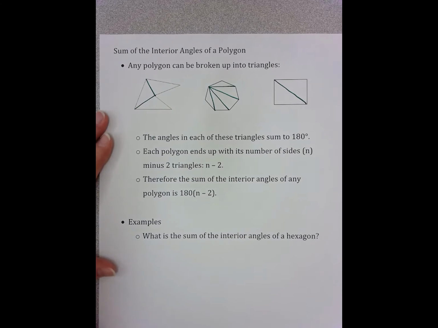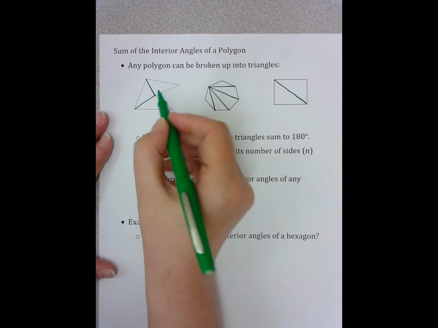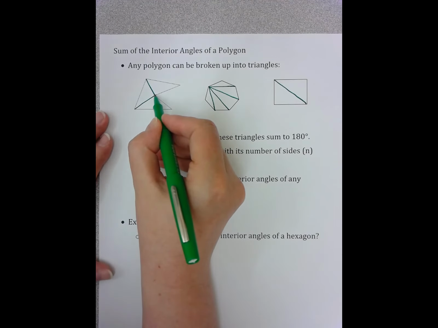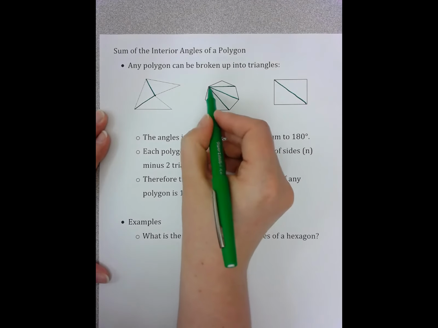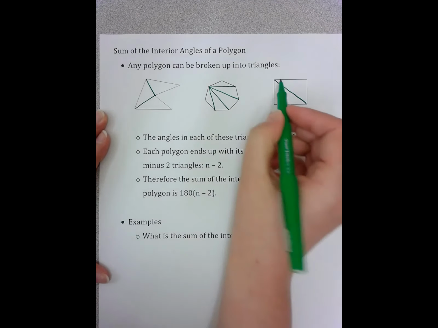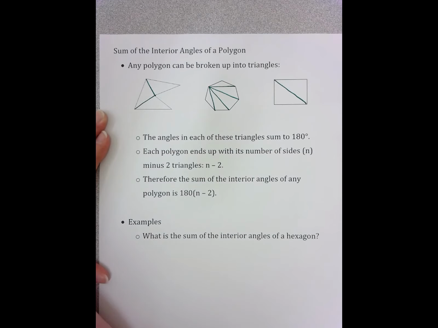You'll notice the triangles that I'm drawing all stem from one vertex to another vertex. It's a diagonal, but it's only from one vertex instead of from all the different vertices. So from this vertex, create the 2 diagonals. From this vertex, create the 4 diagonals. And from this vertex, create the 1 diagonal.